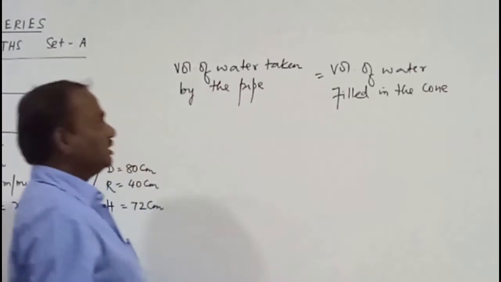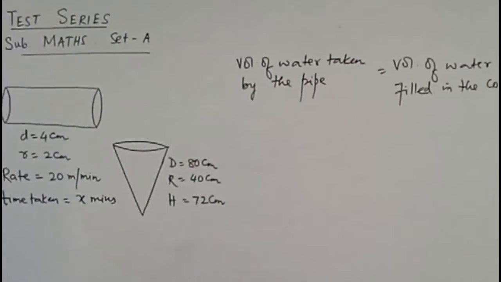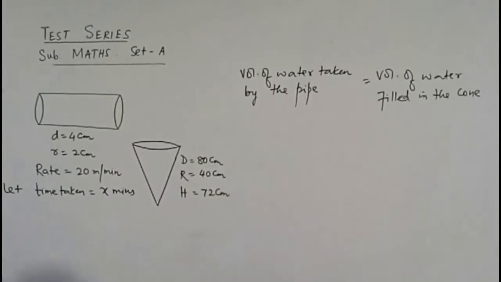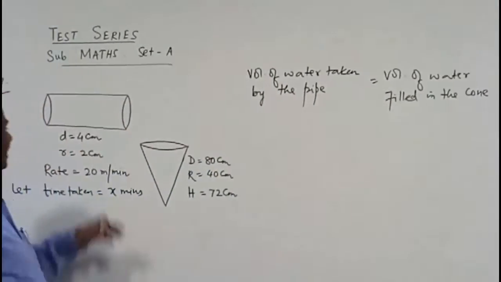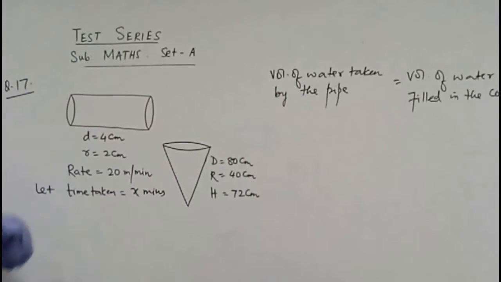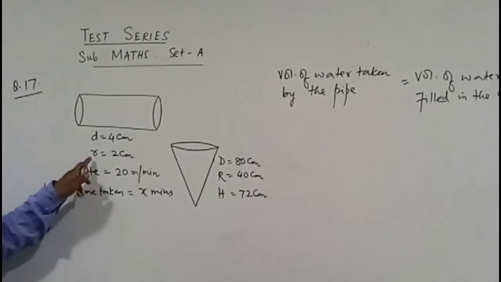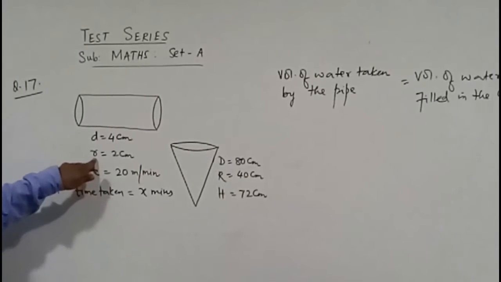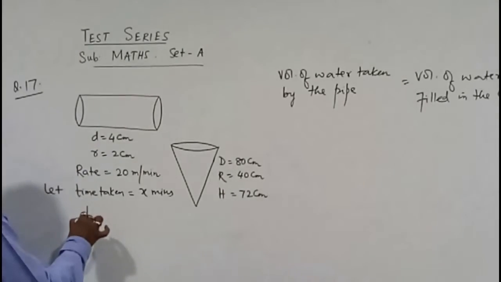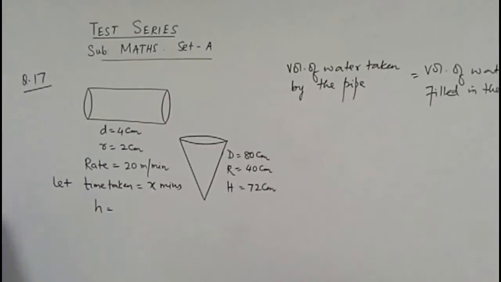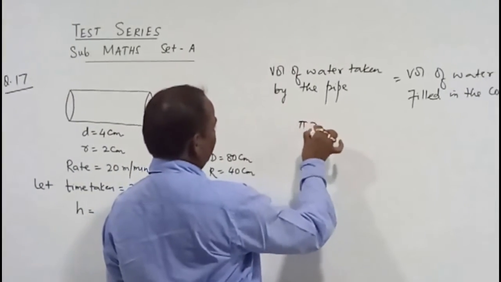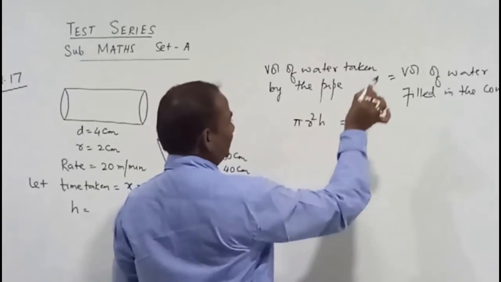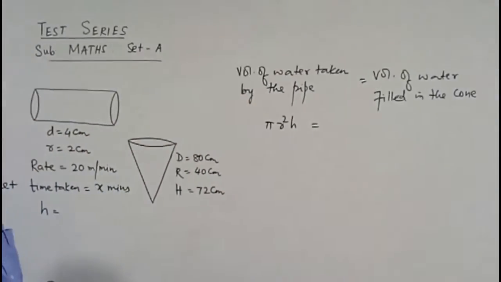Now using this concept we can find out the value of x. The volume of water taken by the pipe: the shape of the pipe is a cylinder, so we take the volume of a cylinder. Here the dimensions are represented as small r, and its height is represented by small h. The formula will be pi r square h. That is equal to the volume of water filled in the cone.